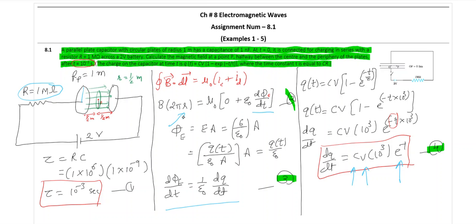What is the r value? r is half meter, 1 by 2. And mu 0 you are supposed to know, 4 pi into 10 raised to minus 7. So everything is known and you should be able to calculate the B value. So substitute values and carry out the calculations. Thank you.